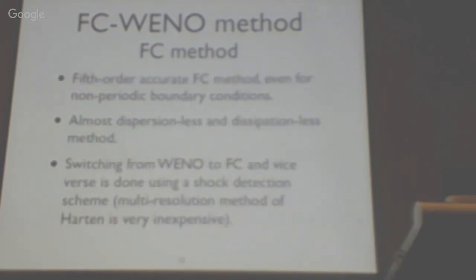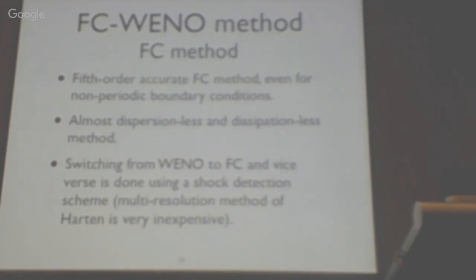Now we've shown in a couple of our papers that you can get a fifth order Fourier continuation method even for non-periodic boundary conditions like Dirichlet boundary. The advantage is that you get an almost dispersion-less and dissipation-less method. So if the solution has increasingly smaller scales, higher wave numbers, the number of points to resolve that wave number doesn't increase as you increase the wave number, which for the finite difference method is not the case: if you make the scale smaller, then you need to increase the number of grid points.